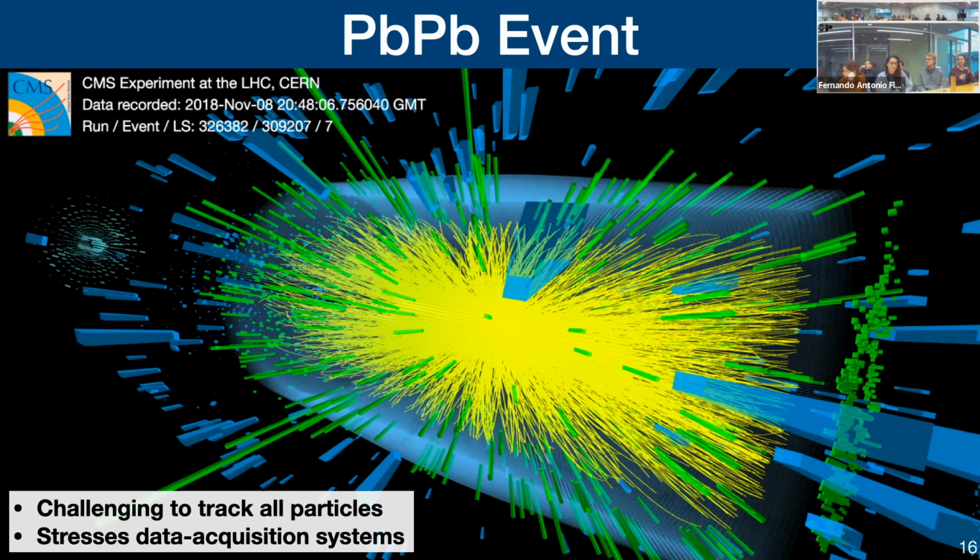But that's actually something that I worked on for a long time, leading a group doing that in CMS. And also, because there's so much information, this is very stressful for the data acquisition systems and the detector. And so I've recently been leading a group to try to optimize the data acquisition in order to make sure we can get all this information out of the detector. And I'll talk a little bit more about that later.